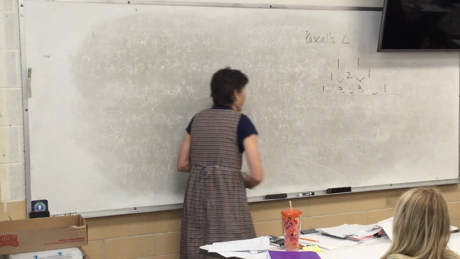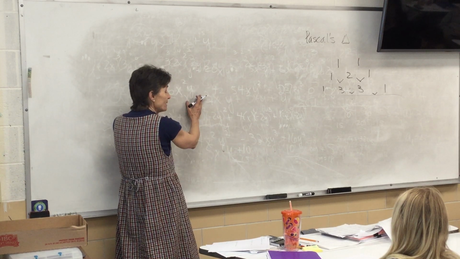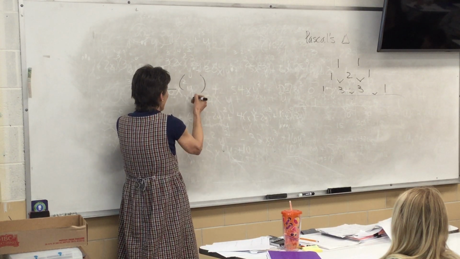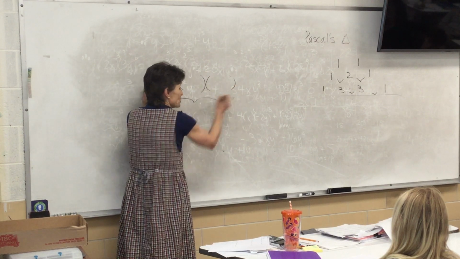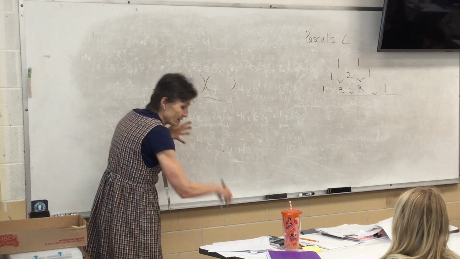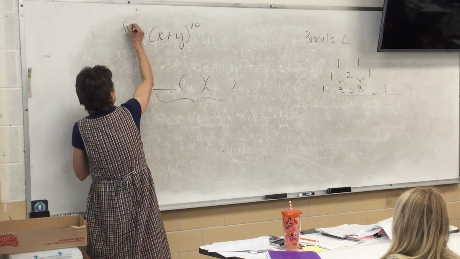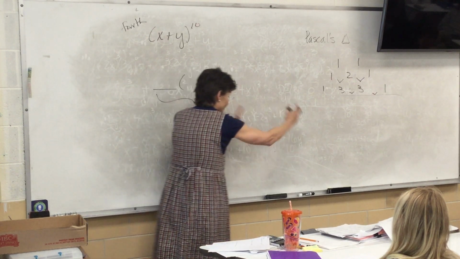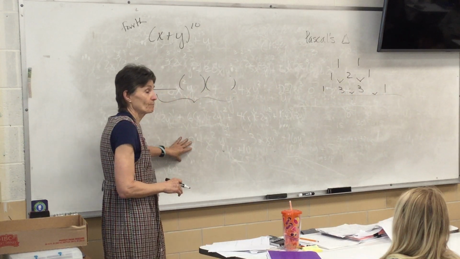Now, think about how you built the terms that I just erased. When you simplified, you had this coefficient from the triangle, and then you had a power of your first thing and a power of your second thing. That's what each individual term looks like. So that's what I'm trying to find for x plus y to the 10th. And I want the fourth term in the list. So if I wrote out the whole thing, very, very big, I would want the fourth one in the list.